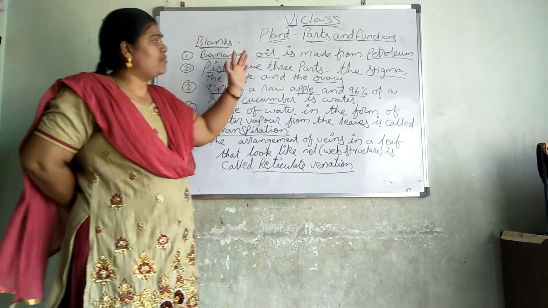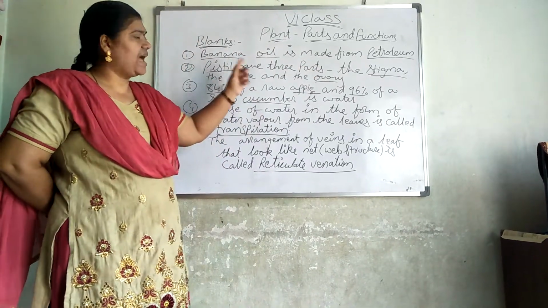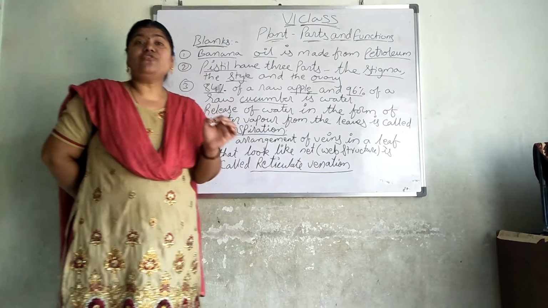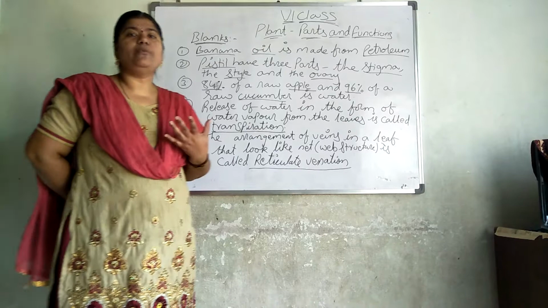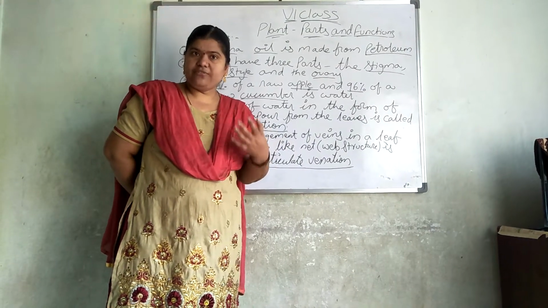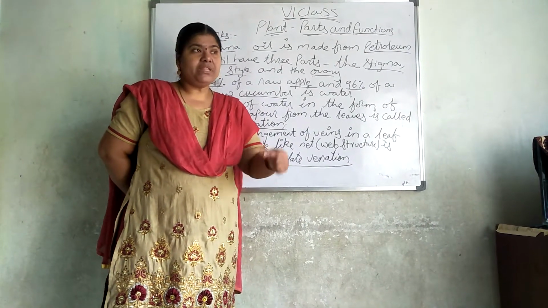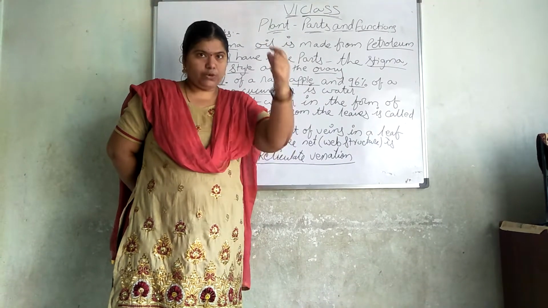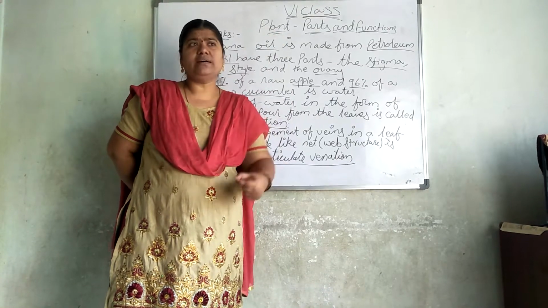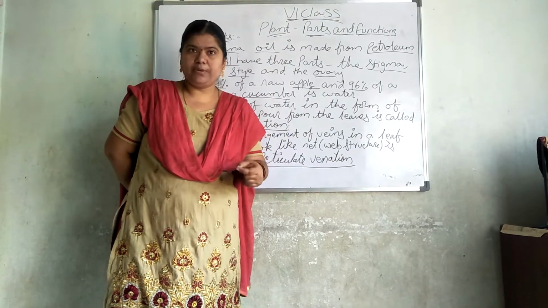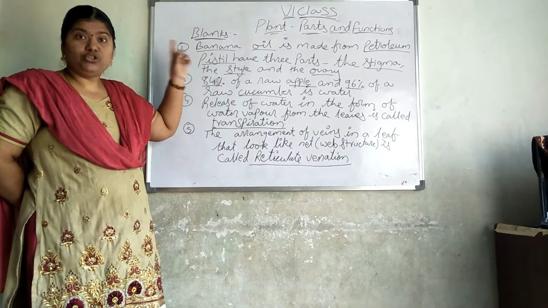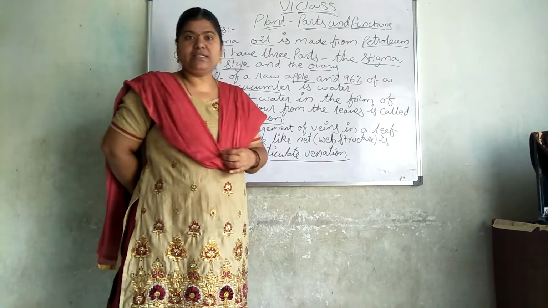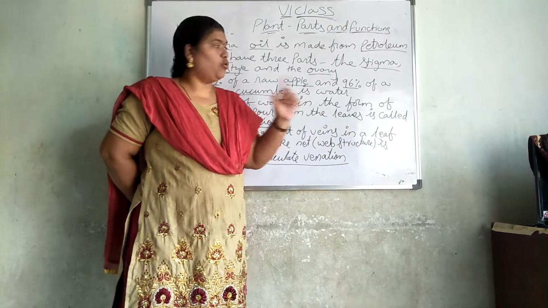Next one, pistil have three parts: the stigma, the style, and the ovary. What is this pistil? It is one of the parts of a flower. Next year you will know more about the flower and the different parts present in it. In the middle of the hibiscus flower, you can see a long tube-like structure. That is called a pistil. What are present in this pistil? Stigma, style, ovary.